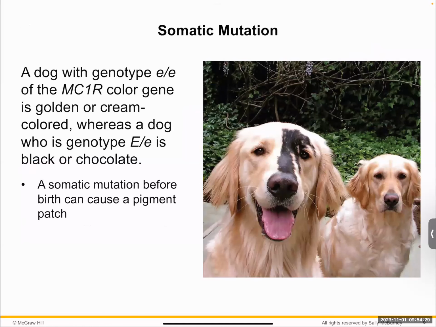And I have a couple of examples for you. One of them is associated with a mutation seen in dogs.